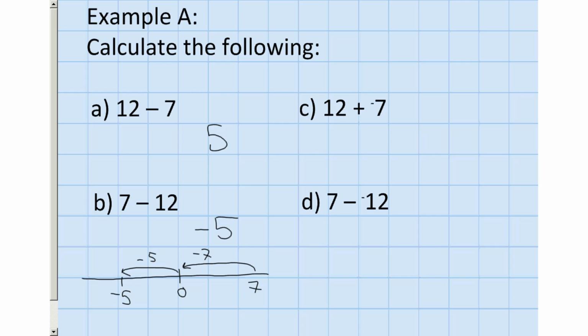Okay, 12 plus minus 7. Now our rules for arithmetic are going to come into play. When you add a negative or subtract a positive, it's the same as just subtracting. So that is the same as 12 minus 7, which is 5. And finally, 7 minus negative 12. Again, the rule is when you subtract a negative, it's the same as adding. So that's the same as 7 plus 12, which is 19.